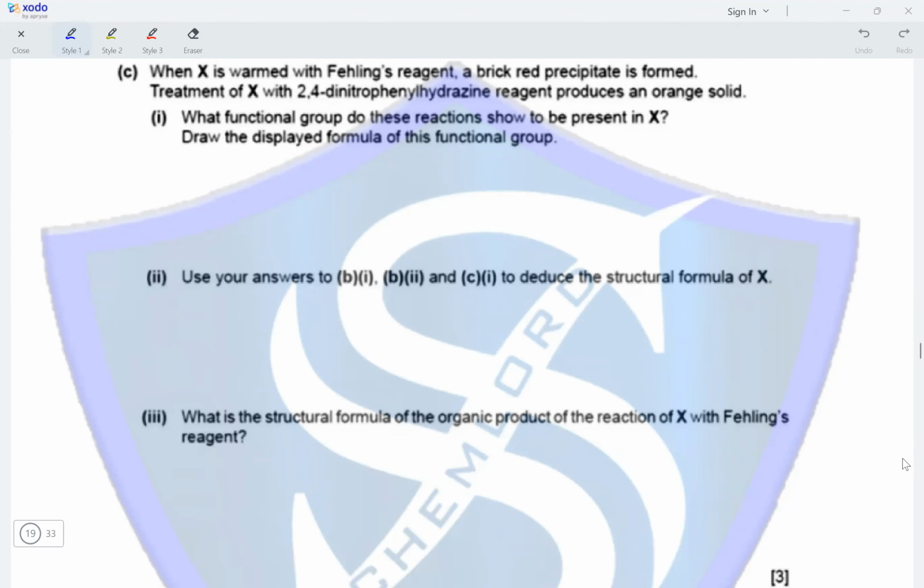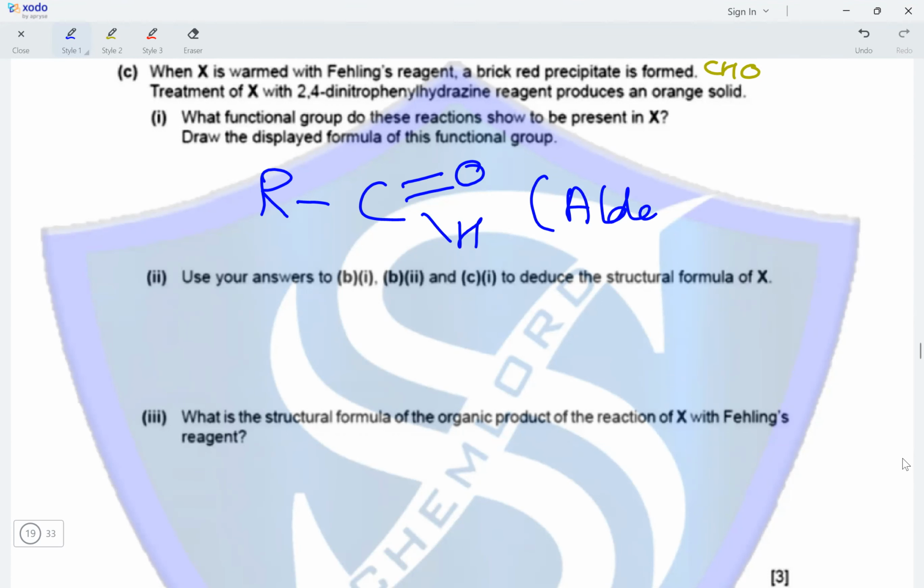When X is warmed with Fehling's reagent, a brick red precipitate is formed. That means we have the presence of an aldehyde group. Treatment of X with 2,4-dinitrophenylhydrazine reagent produces an orange solid. So same, it's a carbonyl group. What functional groups do these reactions show to be present in X? Draw the displayed formula of the functional group. So this proves that an aldehyde group is present. So the RCHO group, which is the aldehyde group, is present in compound X.